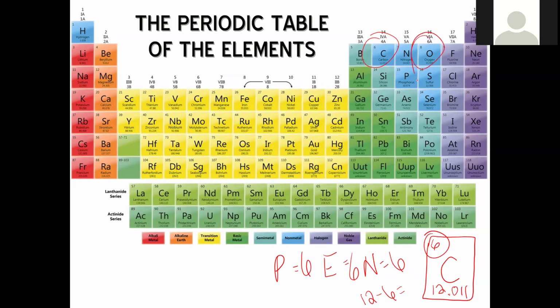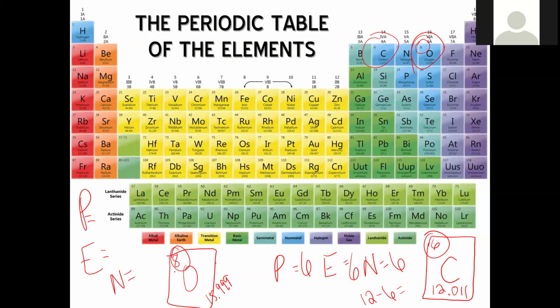All right, let's look at oxygen. Go ahead and draw this. We have oxygen. The atomic number is 8. It's our whole number. The atomic mass is 15.999. Okay. So again, what is my PEN? What is my protons? How many do I have? How many electrons do I have? And how many neutrons do I have?